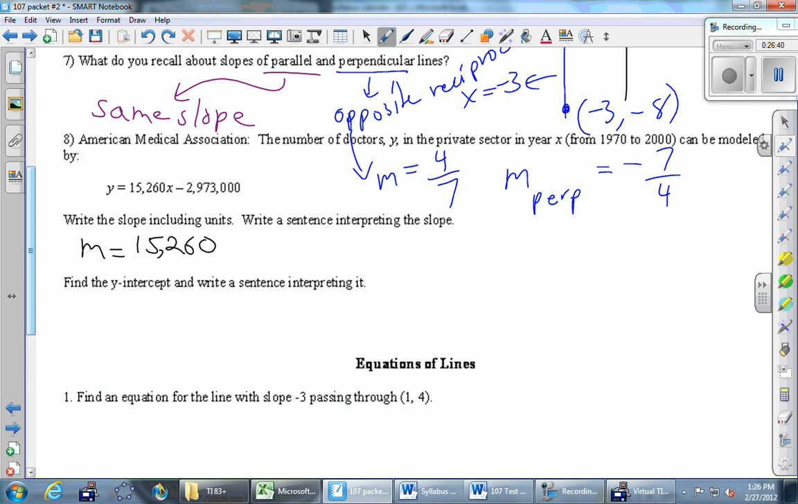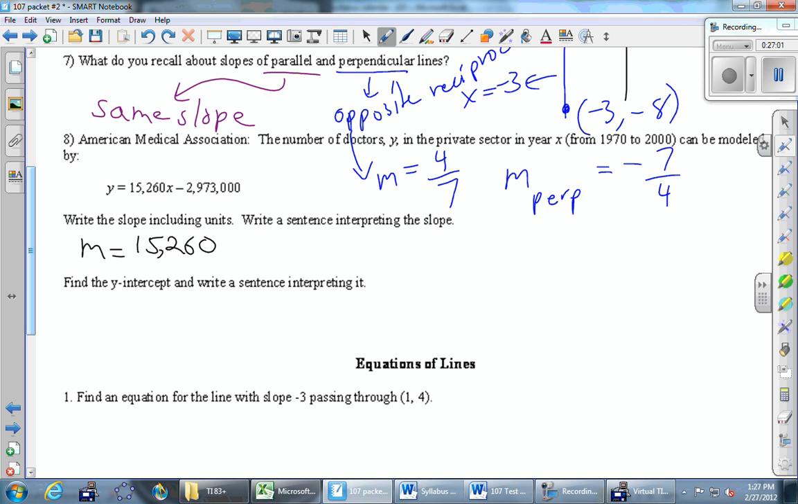Now I think it's really, really important to be able to interpret slope. This equation has some context. It has to do with how many doctors there were at different moments in time here in the US. The slope means something. It's not just a number. But to get a sense of what it means, it's important to write down the units. If you write the units, you'll be almost all the way to what the slope means.